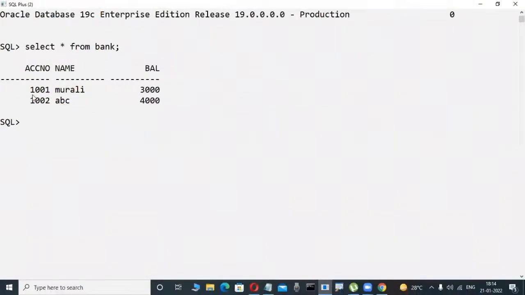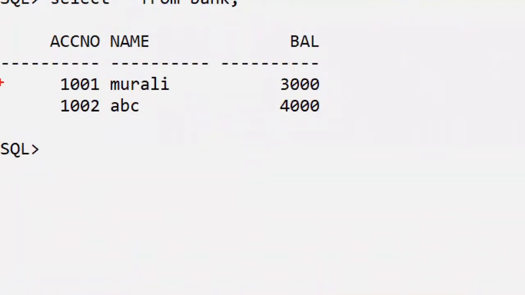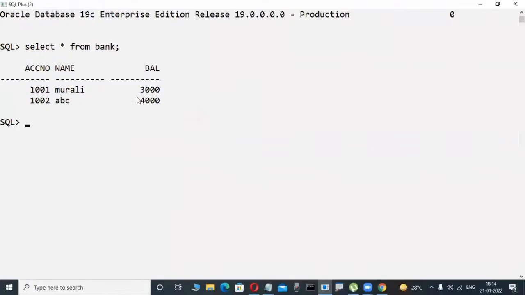Observe this data for a minute. 1001 is an account number. My name is Murali, I'm an account holder. My balance is how much? 3000. My balance is 3000, for example. Now check out the scenario.